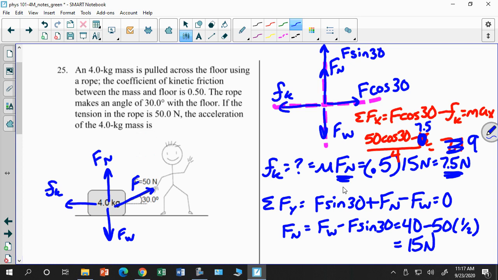Okay, that problem had several steps. You had to first find the normal force, which is not equal to the weight. So that's where students usually get tripped up. Once you find the normal force, you find the kinetic frictional force. And then once you find the kinetic frictional force, you can do the sum of the forces in the x direction to get the acceleration in the x direction. Not an easy problem, but you're going to have to do it on Friday or something similar to it. Okay?